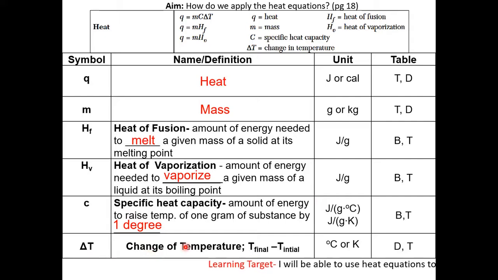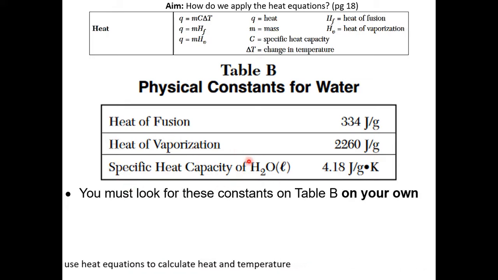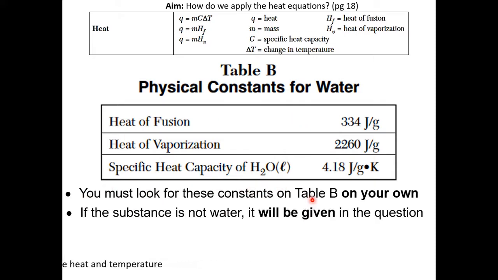Delta T is the change of temperature, T final minus T initial. The unit of temperature can be Celsius or Kelvin. Table B on your reference table lists the physical constants for water: the heat of fusion, the heat of vaporization, and the specific heat capacity of water. If the heat questions on the Regents involve water, you have to look up these constants on Table B on your own. If the substance is not water, it will be given to you in the question.